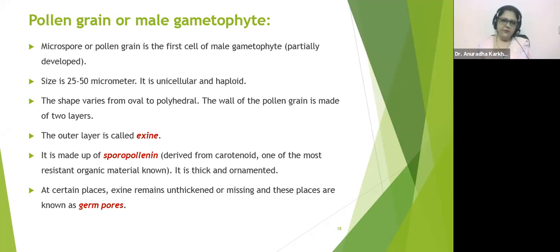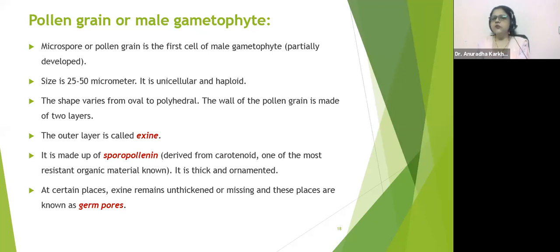No need of other examples. Okay. So till now, whatever examples for this chapter have been told to you is just for reference. Right? Okay. So microspore or pollen grain is the first cell of the male gametophyte, which is partially developed.